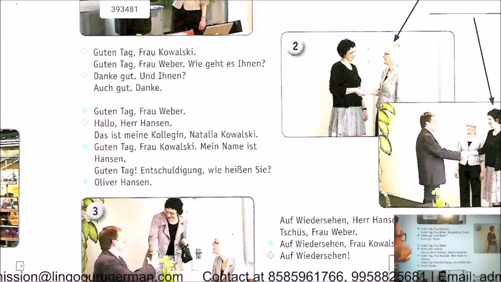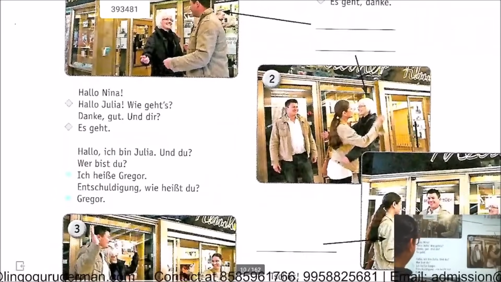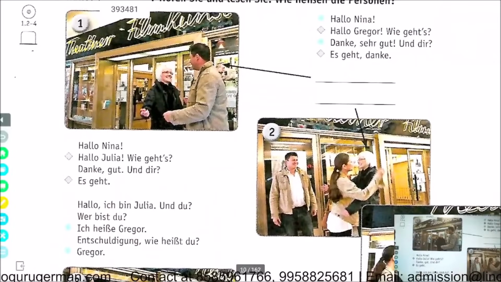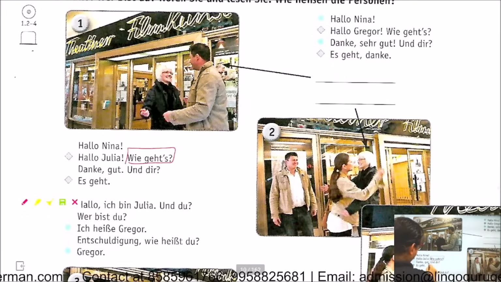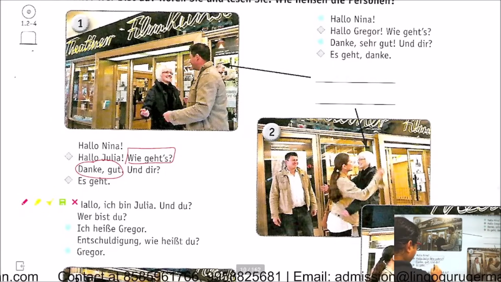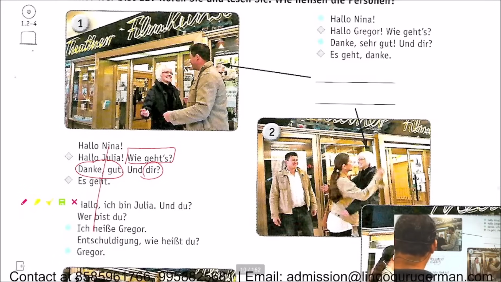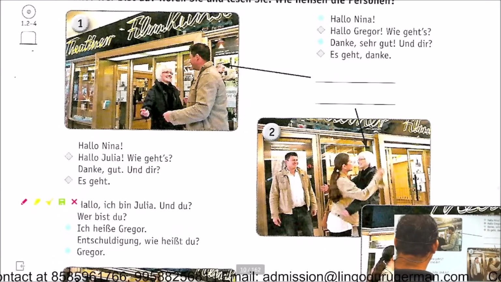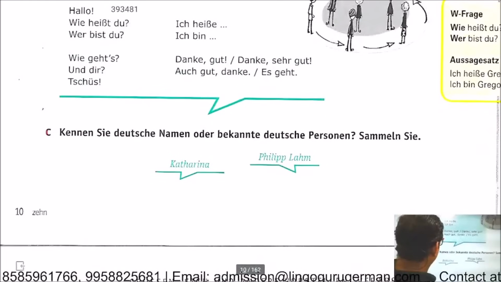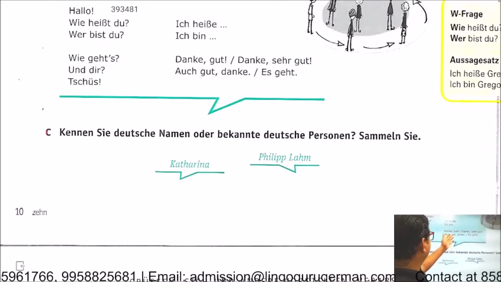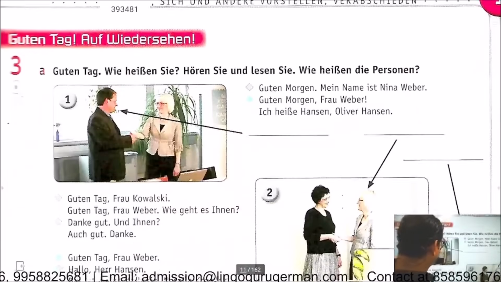Danke. The very same question, if we look at the above conversation, wie geht's, that's the casual way. Danke, gut, same, but the only difference is dir. Danke, gut, und dir. Right. So, danke, sehr gut, auch gut.